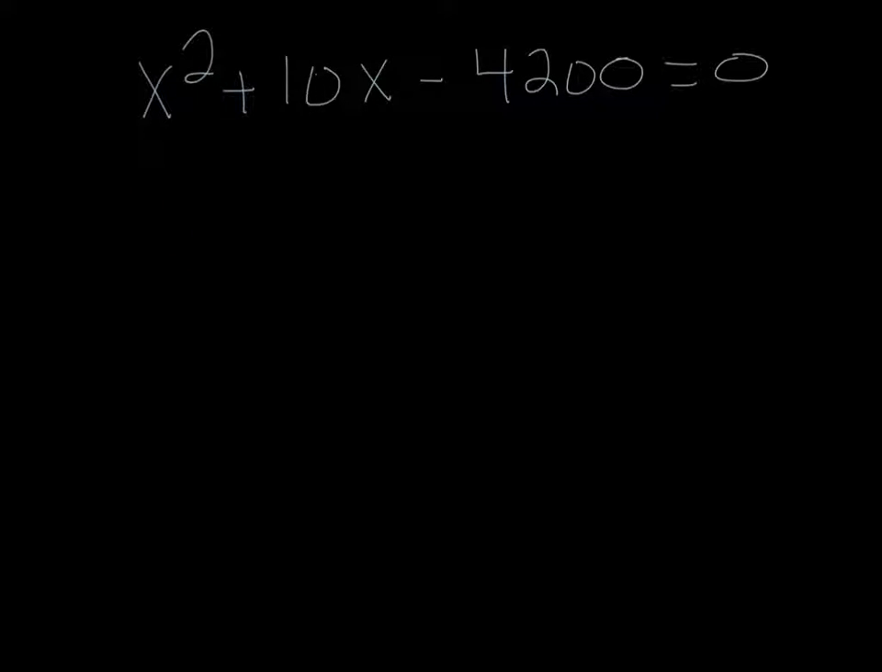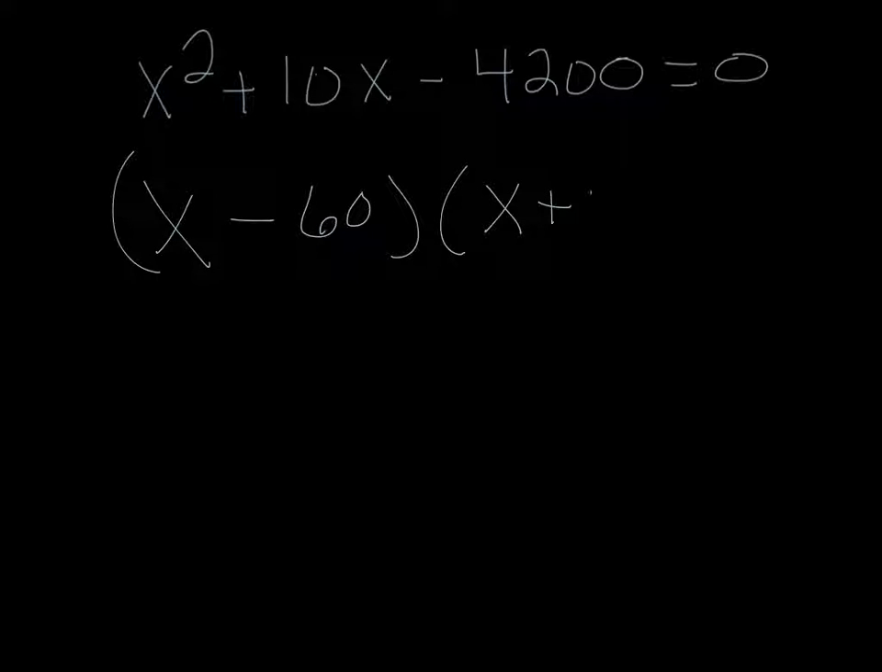In this situation, we get x minus 60 times x plus 70. If we check that by foiling our information back, we do see that this is our quadratic equation. Now that we have our two factors, we can solve using our zero product property.